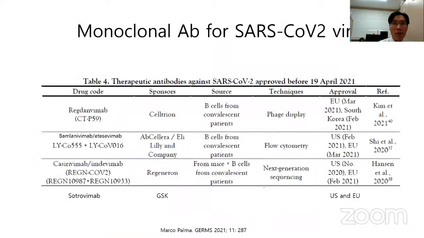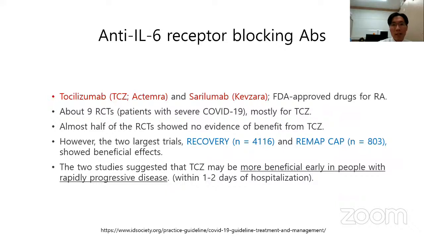The second type is those targeting SARS-CoV-2 virus protein. There are 4 monoclonal antibodies targeting the receptor binding protein of SARS-CoV-2 spike protein. Among the anti-IL-6 receptor blocking antibodies, tocilizumab and sarilumab, which are formerly approved drugs for rheumatoid arthritis, are currently approved and available for treating COVID-19.